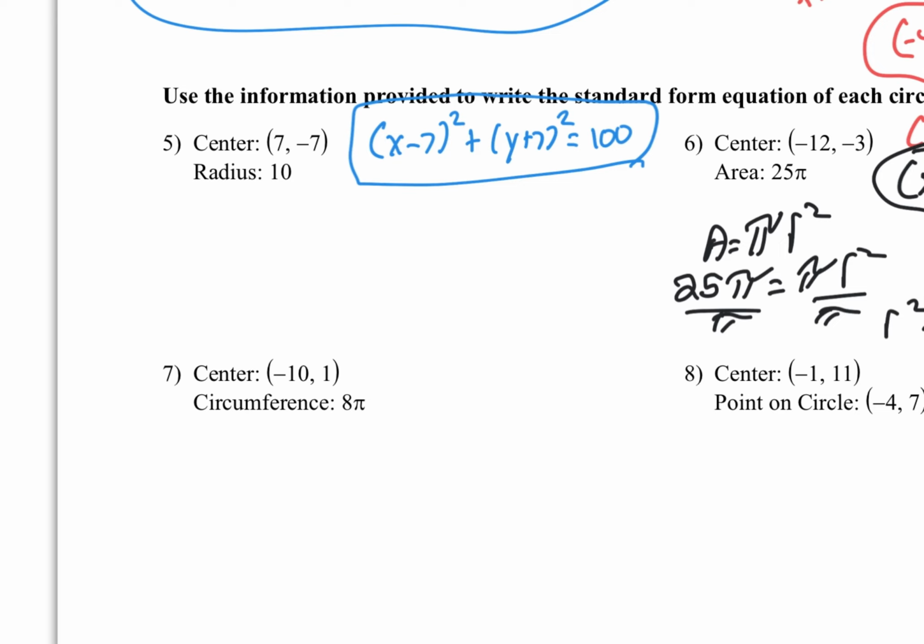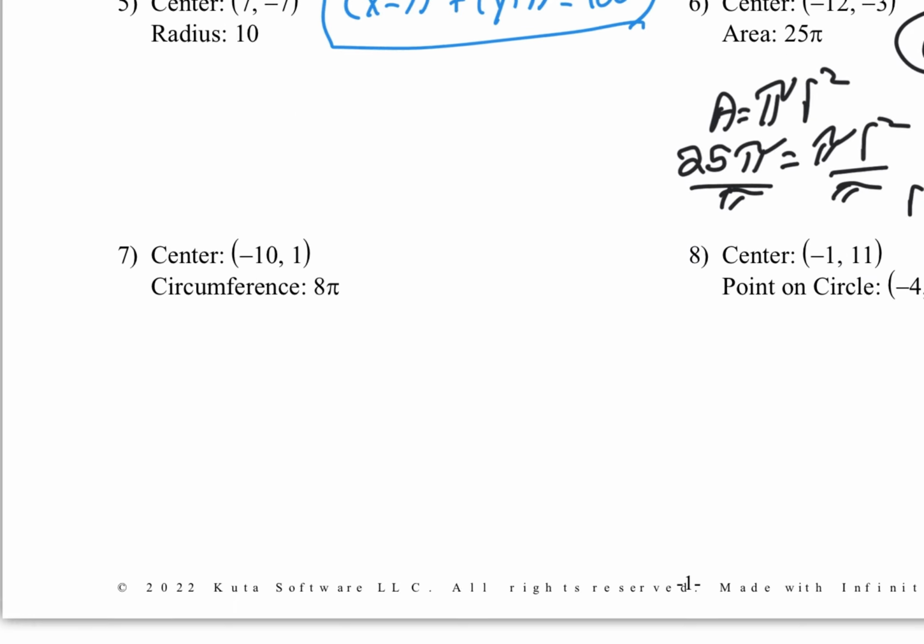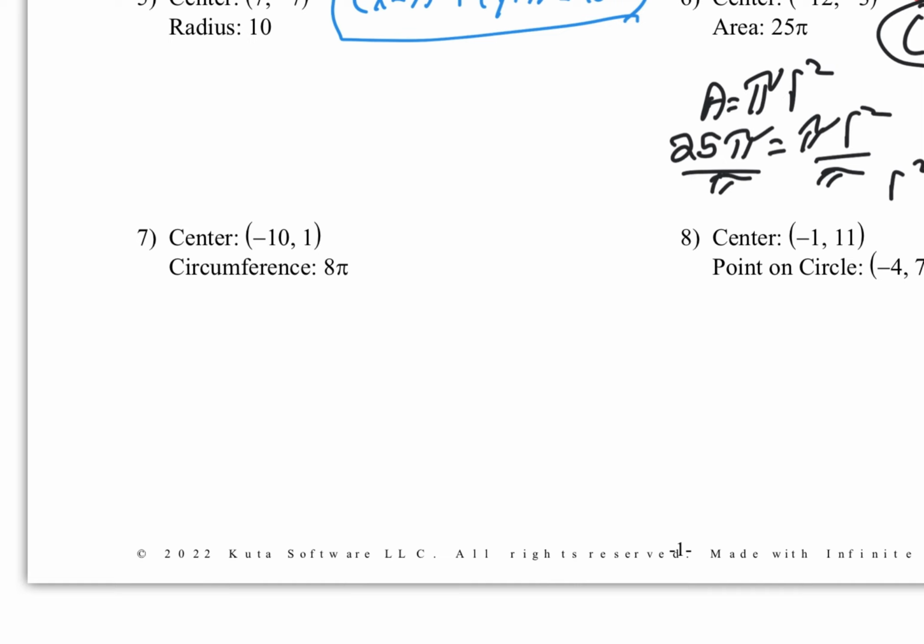Square the radius. Yep, 10 comes from squaring the radius. Well, what if you're not given the radius? Like in number 7. You guys get a bonus question because I have to do them anyway, so I'm just going to do them with you.